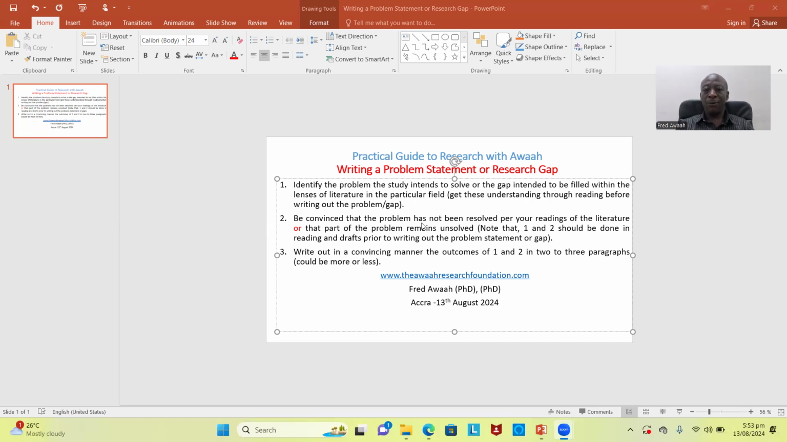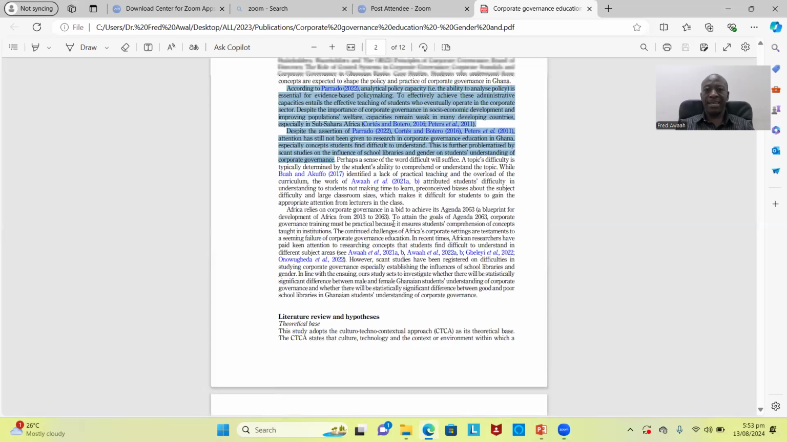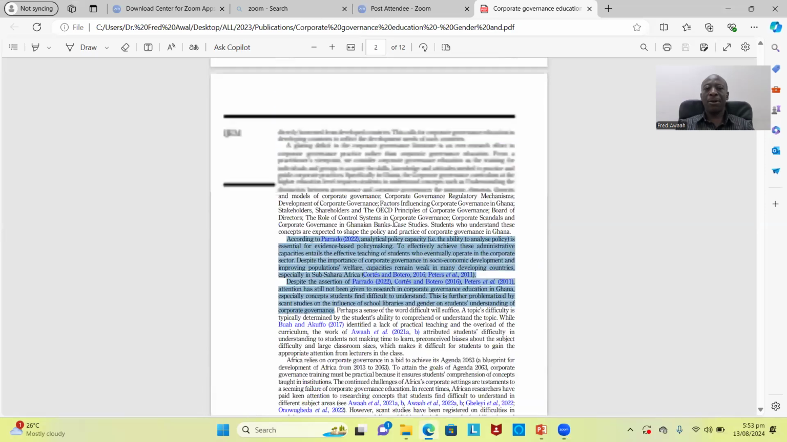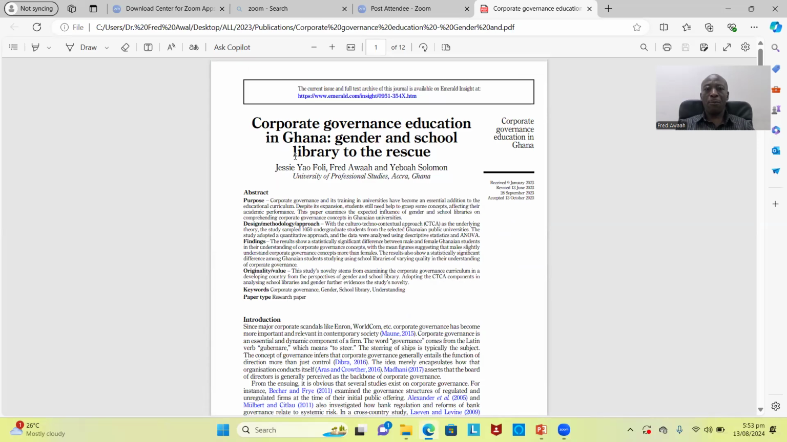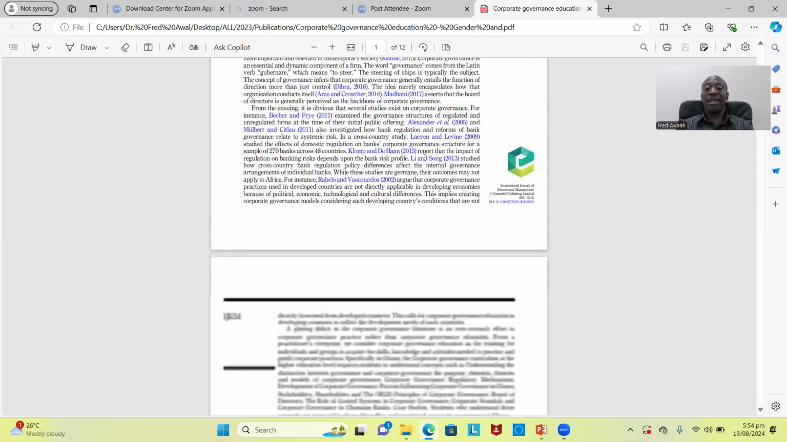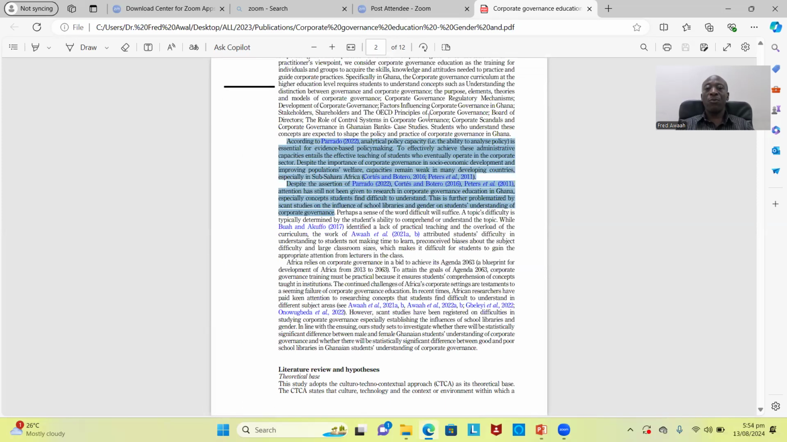So having noted this, we would go to a practical session using an existing study I did with some colleagues. The paper is Corporate Governance Education in Ghana, Gender and School Library to the Rescue. We intended looking at the issues of corporate governance education in Ghana and how gender and school library influence students' understanding of the course within the university environments in Ghana.